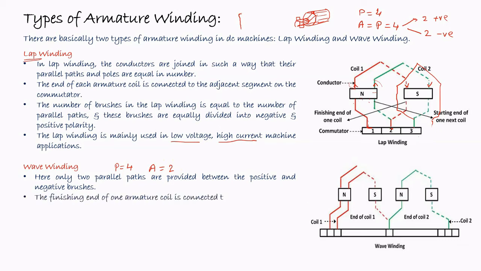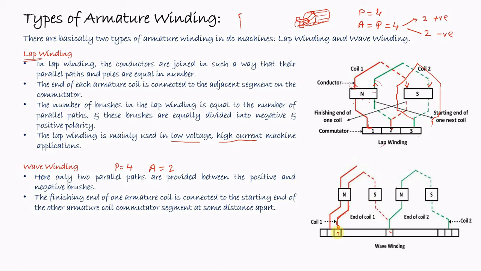The finishing end of one armature coil is connected to the starting end of another armature coil, at a commutator segment the same distance apart. So let's see the connection of the wave winding. Let's say this is the starting point of the first coil. It starts from here and will finish in this particular segment.